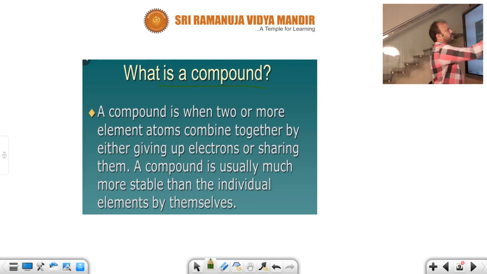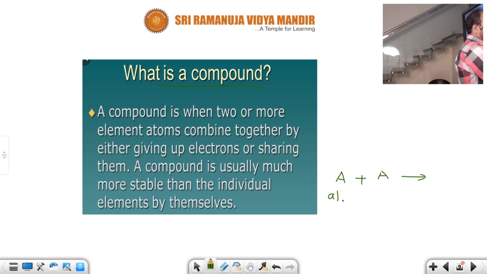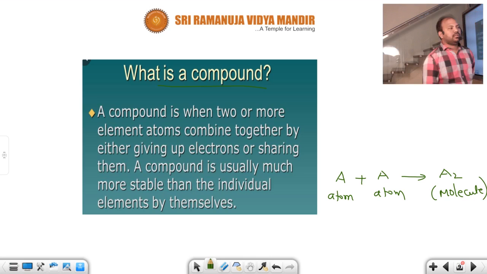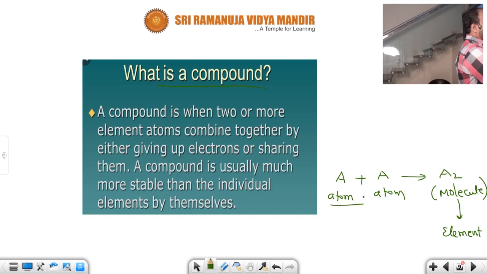What is a compound? You know very well. If identical atoms combine with each other, for suppose A and A, this is the atom, this is the atom. Identical atoms combine with each other to form a molecule. This molecule is said to be an element. So an element is formed by the same kind of atoms, like A, A, B, B, like that.